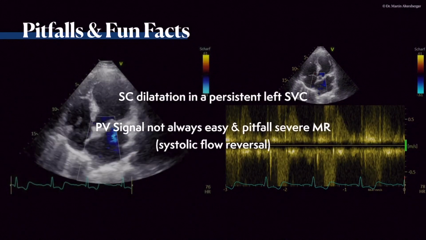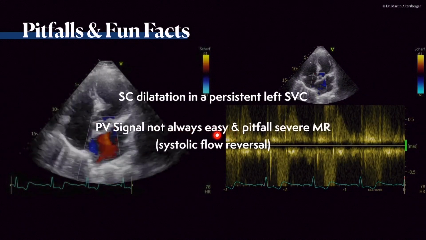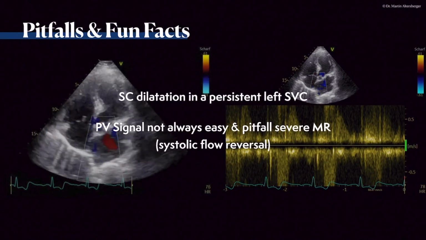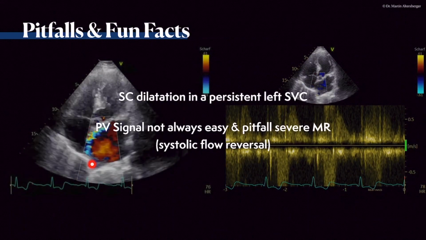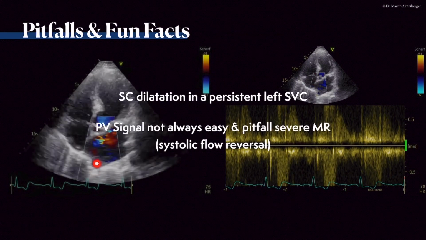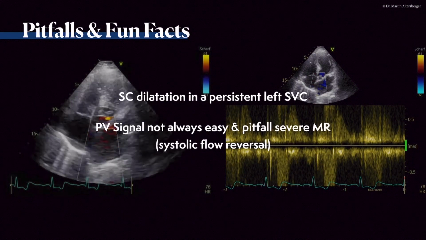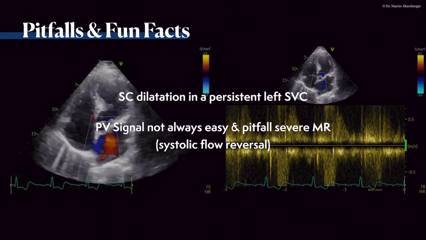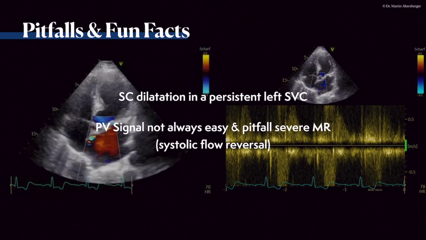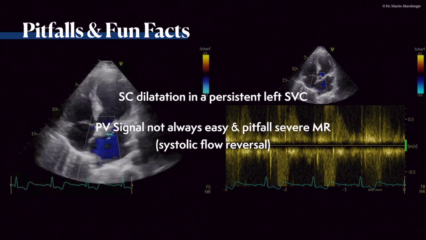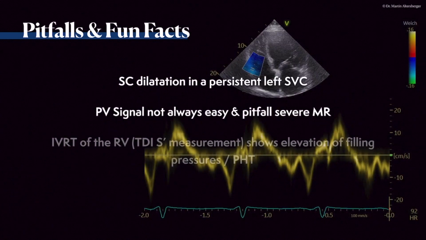The pulmonary venous signal is not always easy. You need good image quality, you need an optimal signal, and of course there are pitfalls like severe mitral regurgitation. There you also have this flow reversal in systole, indicative of either severe mitral regurgitation or elevation of filling pressures. And here you see the flow reversal due to this eccentric primary mitral regurgitation, which was then of course severe.